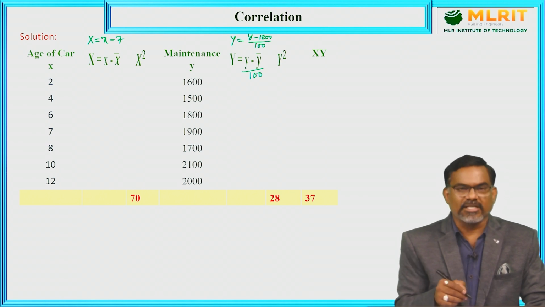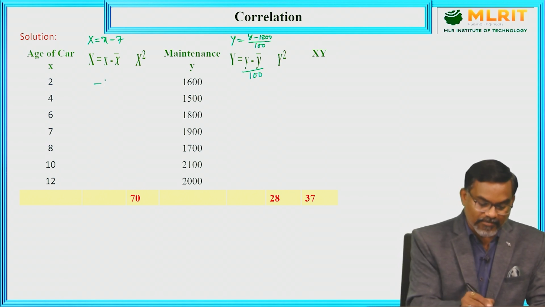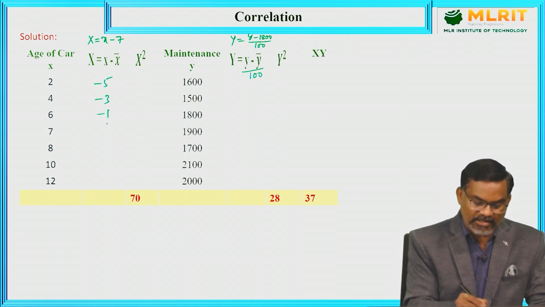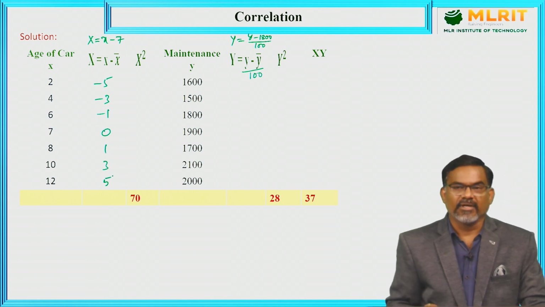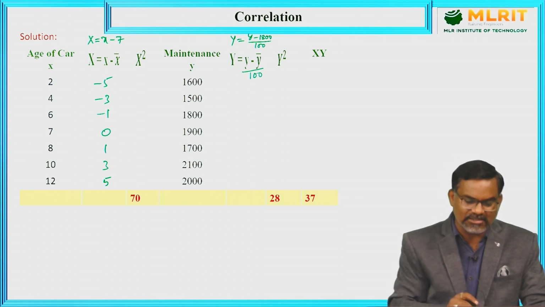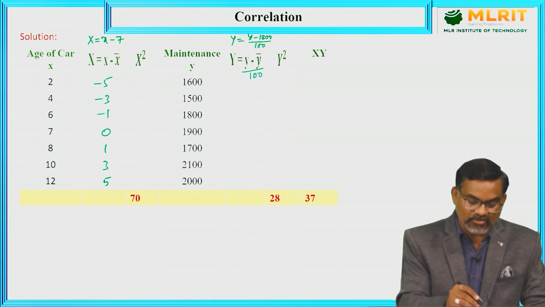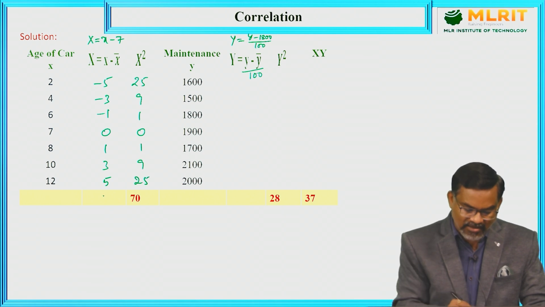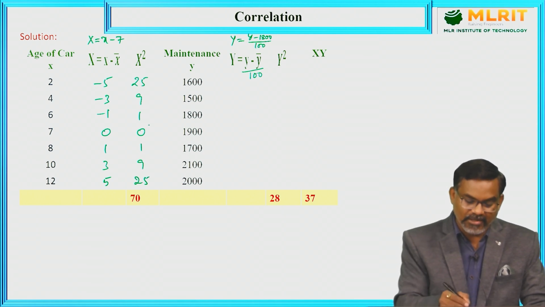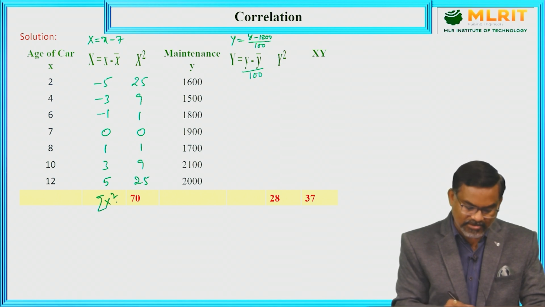So capital X is x minus x bar: 2 minus 7 is minus 5, minus 3, minus 1, 0, 1, 3, 5. And we don't need this sigma capital X, so don't add these capital X values. We want x square values. So x square: 25, 9, 1, 0, 1, 9, 25. Let us add these values. 25 plus 25 is 50, 9 plus 1 is 10, plus 10 is 70. So sigma x square is 70.